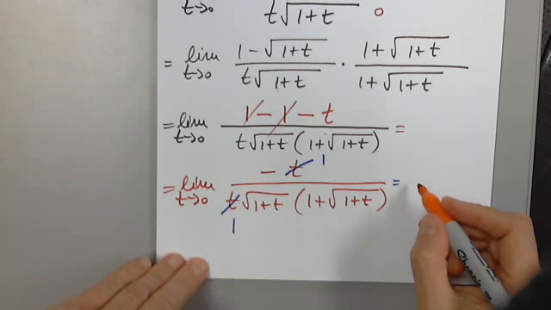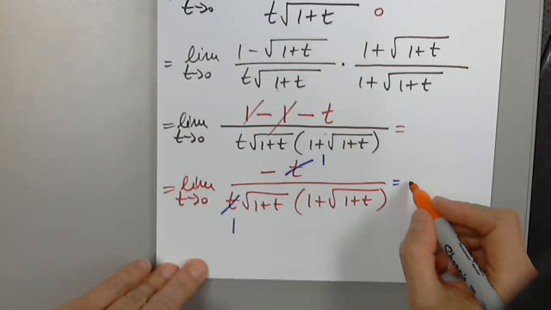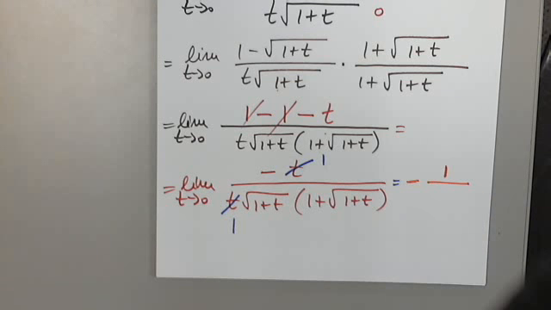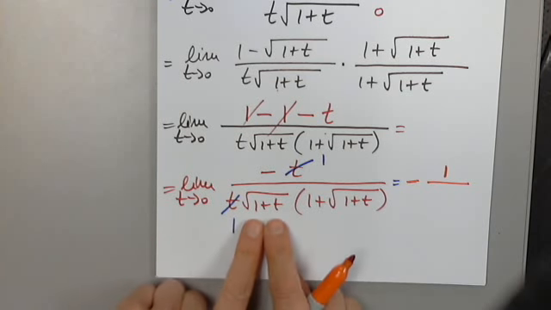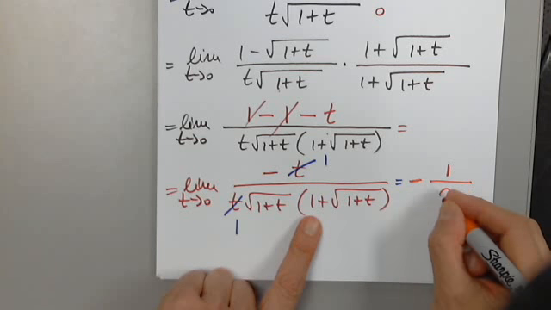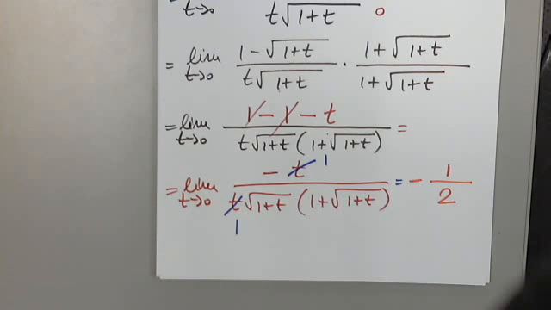The top is -1, and the bottom is, what is this? Good, which is correct. What is this? Good, and that's it. So the limit is -1/2. Any questions?